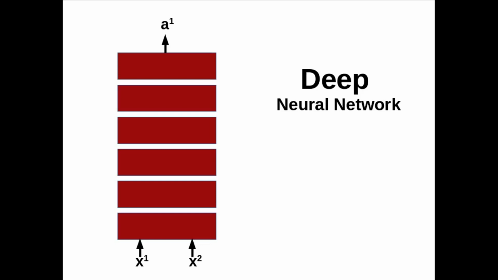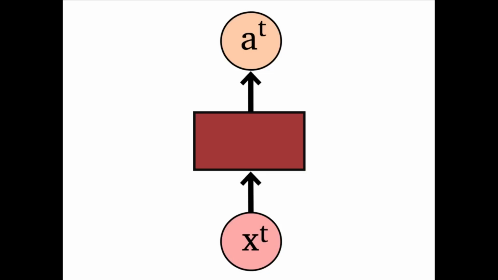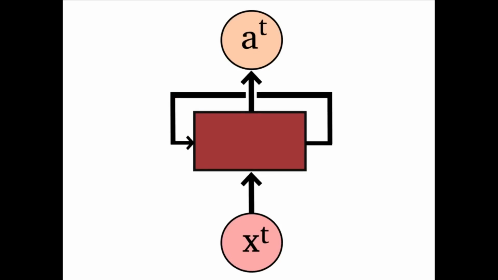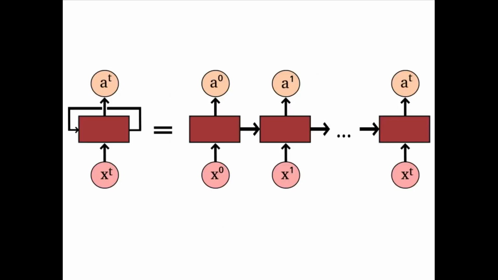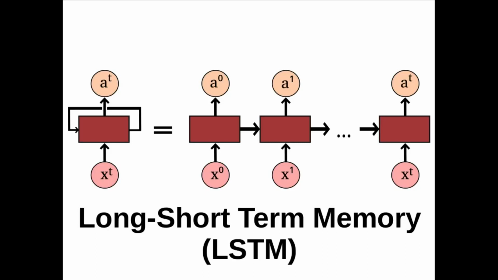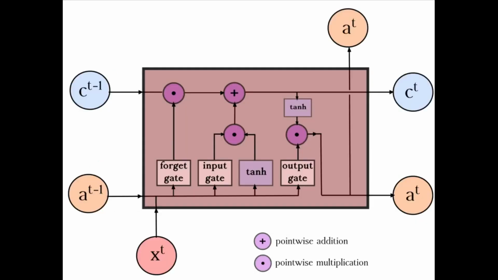If we establish that a simple network looks like this, taking some input x and outputting a vector a, this is how we depict a recurrent neural network. The loop indicates the recurrence, meaning that the network is repeatedly used over time in a sequential manner. Less ambiguously, the loop can be unrolled, with information being passed from one step to the next. A specialized type of recurrent neural network was employed in this project. It's called long short-term memory. Let's have a look inside its unit box.